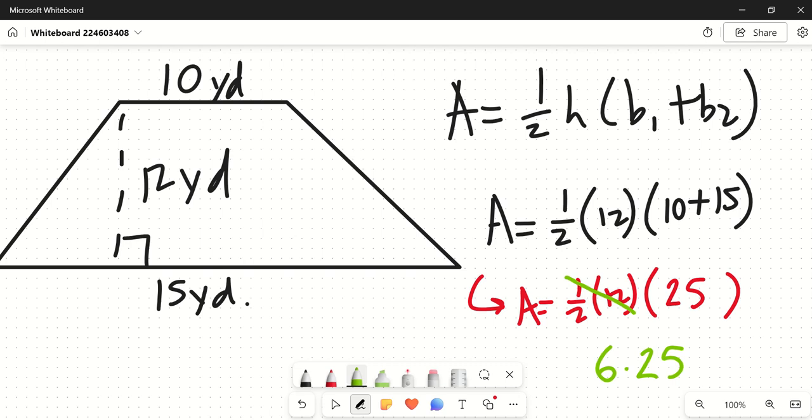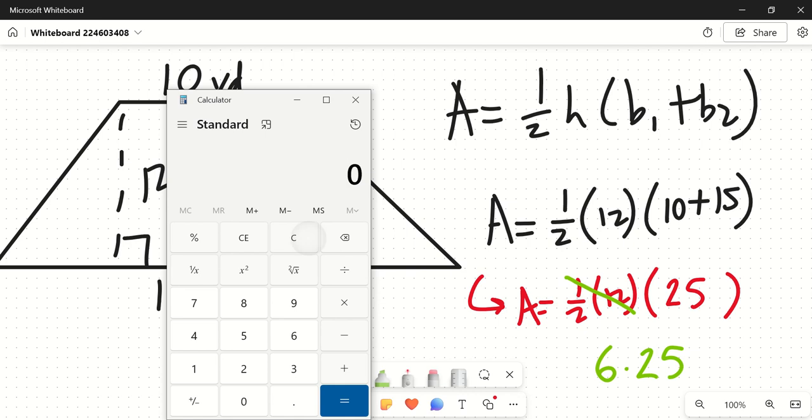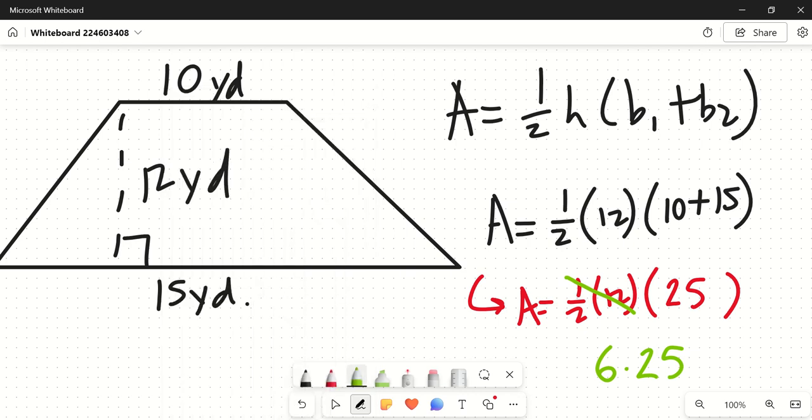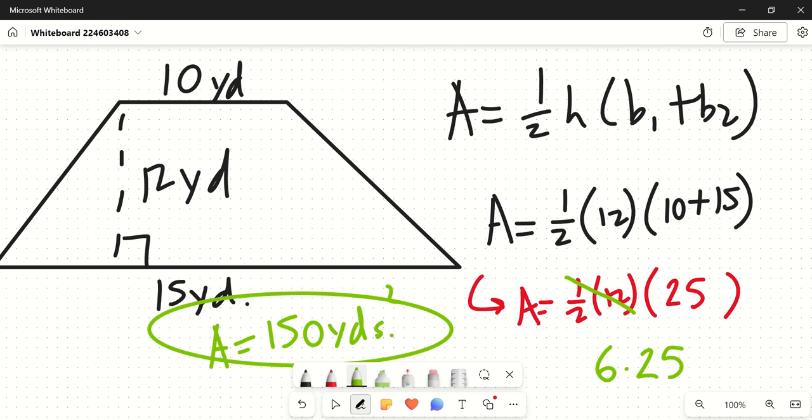in their head? No. Think of quarters. How much is 6 quarters? 6 times 25. 150. 25 times 6 is 150. So the area of this trapezoid, area equals 150 yards squared. And that's it.